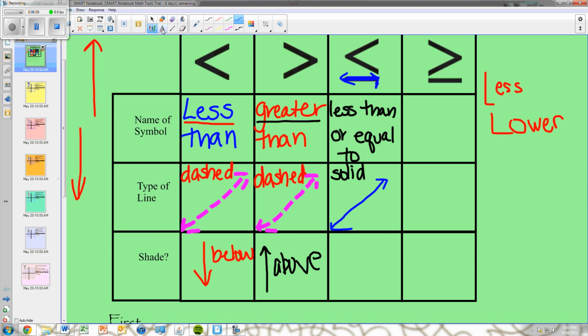And because it is a less than, right over here, if you'll remember, tells us to shade below. We're going to shade below. Oops, let me do that in a different color. I'm going to do that again in red. So we're going to shade below.